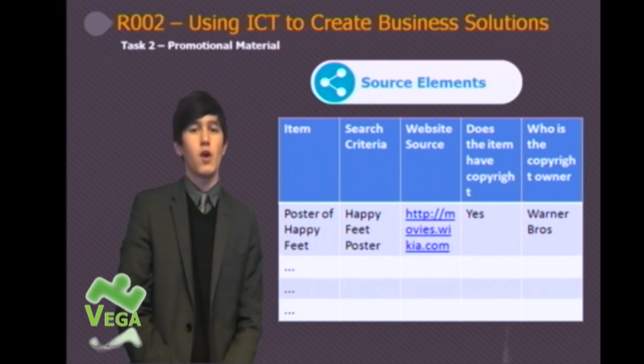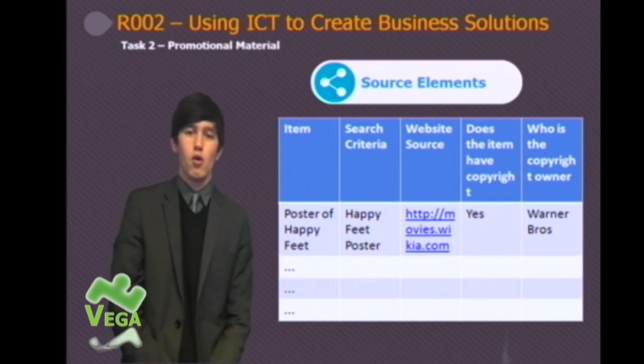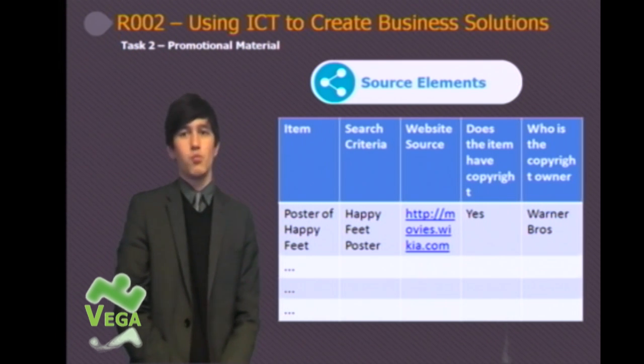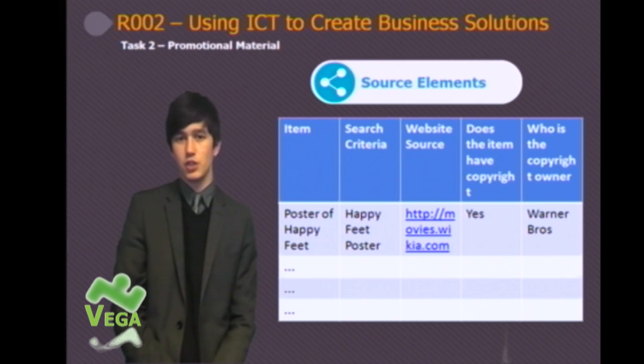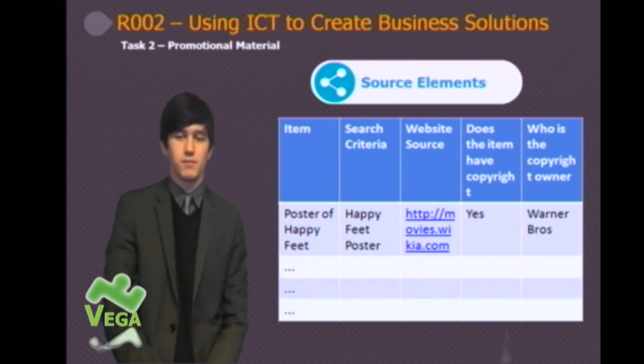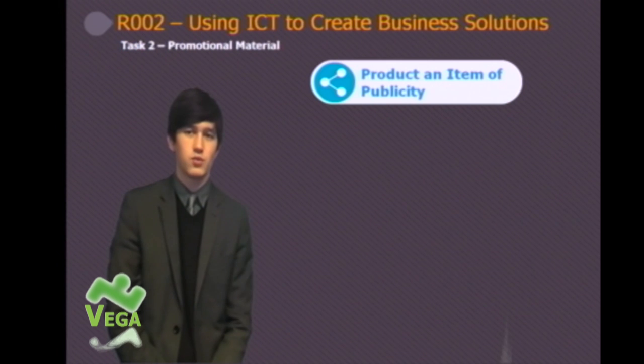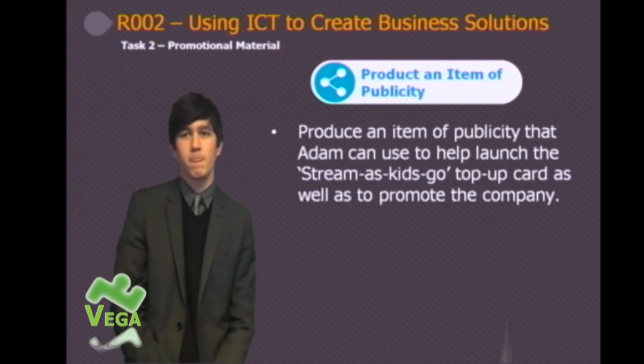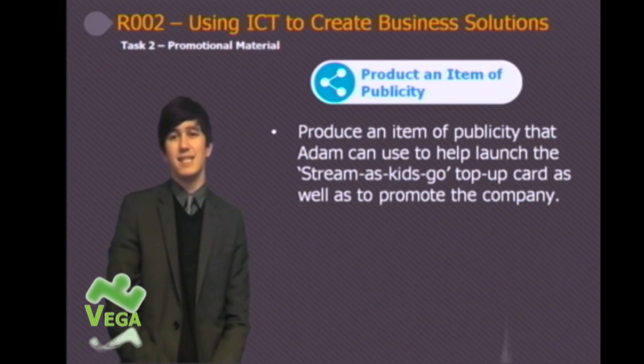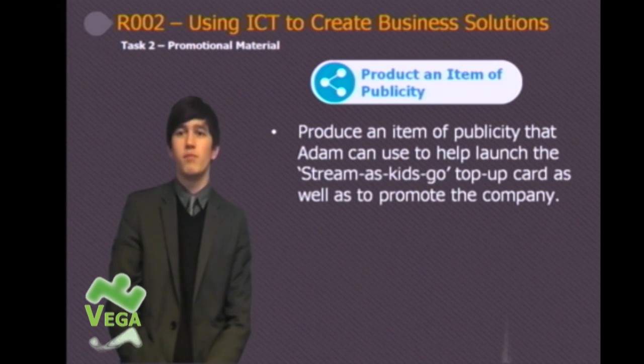So you need to make sure you've got a big list of sources, what you searched for to get those pictures, and the relevant copyright information. Okay, so once you've done all that and you've collected all your pictures and you've recorded them in your source table, you need to produce some kind of item of publicity. So the task is produce an item of publicity that Adam can use to help launch the Stream as Kids Go top-up card.